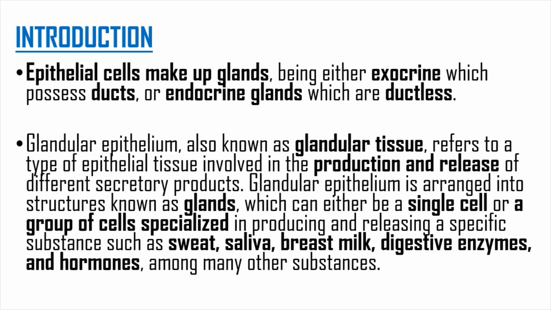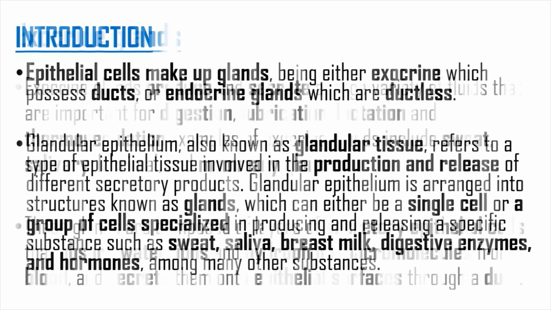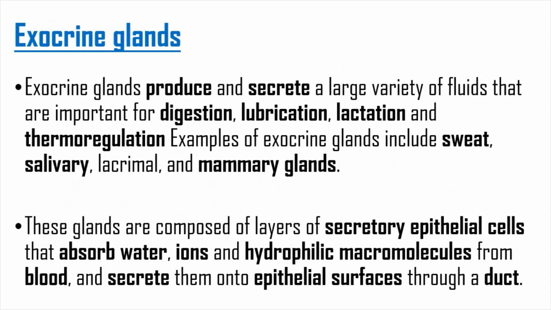Okay, so now glandular epithelia is arranged into structures that are known as glands, which can either be a single cell or a group of cells specialized in producing and releasing a specific substance. For example, sweat, saliva, breast milk, digestive enzymes, and hormones, among so many other substances that glands are able to produce. Now let's look at exocrine glands.